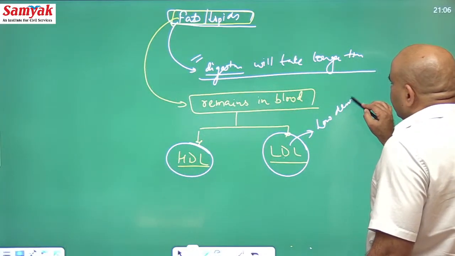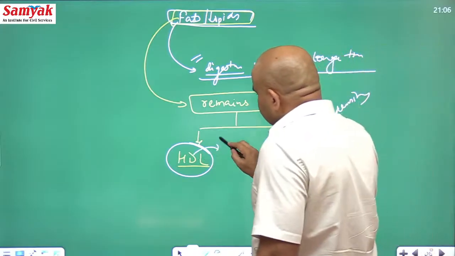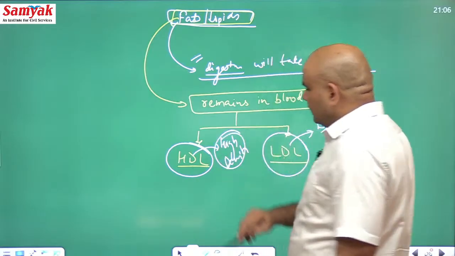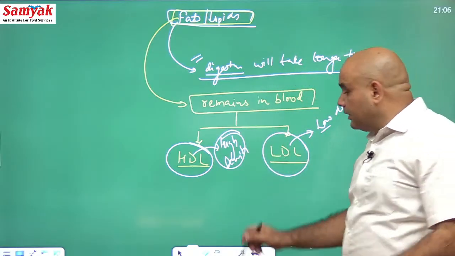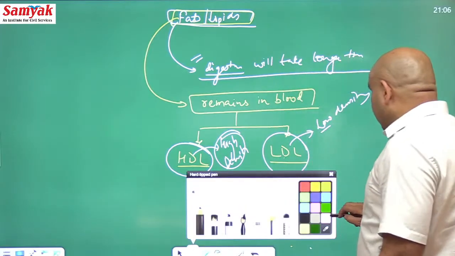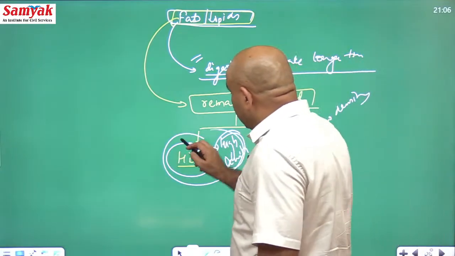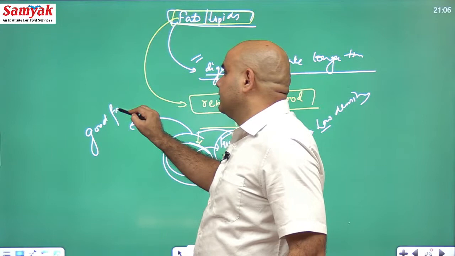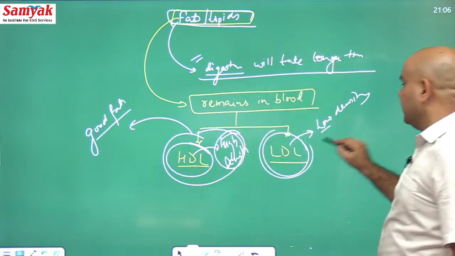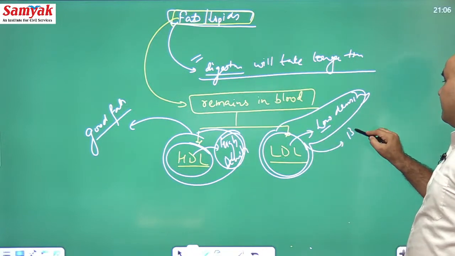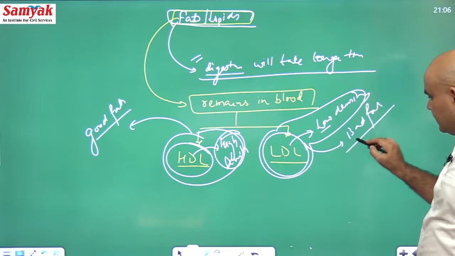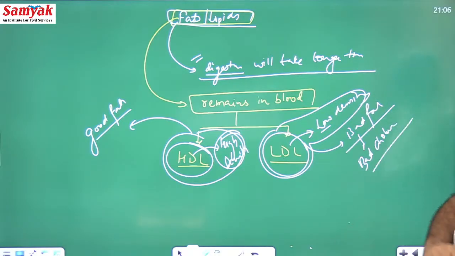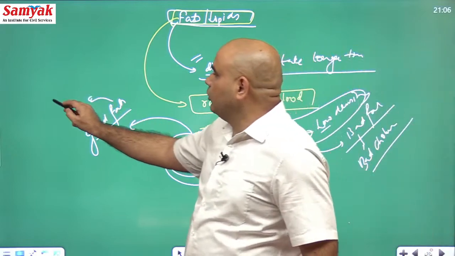Low density, and this is high density. Now you have to remember this thing, that high density lipoprotein, they are considered good fats, and low density lipids, they are considered bad fats. This is also named as bad cholesterol, and this is also named as good cholesterol.